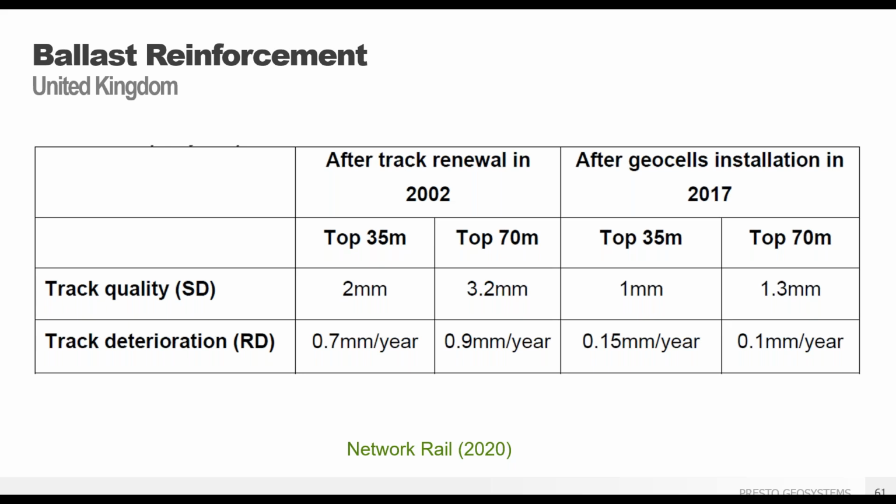So you can see the comparison between the track quality at the 2002 renewal, and then after geocells were installed in late 2017. The 2002 deterioration ranged from 0.7 to 0.9 millimeters per year, and the GeoWeb deterioration value was only about 0.1 millimeters per year, so a very drastic improvement.